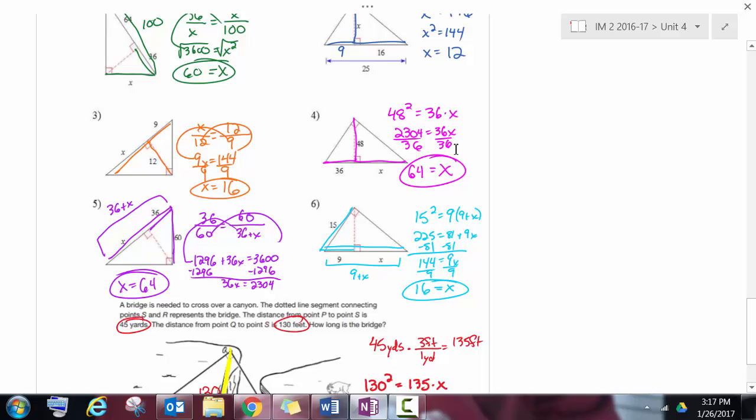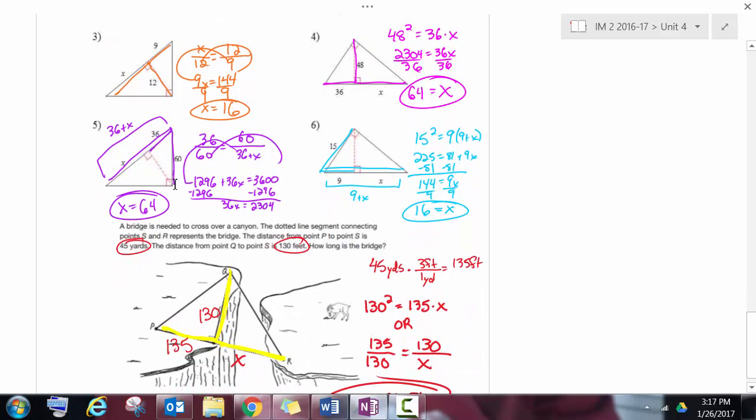Same thing here, but now again I'm going to use the formula. The altitude squared, 48 squared, equals part times part. So 48 squared, which is 2304, equals 36 times x, so 2304 equals 36x. Divided by 36, x equals 64.